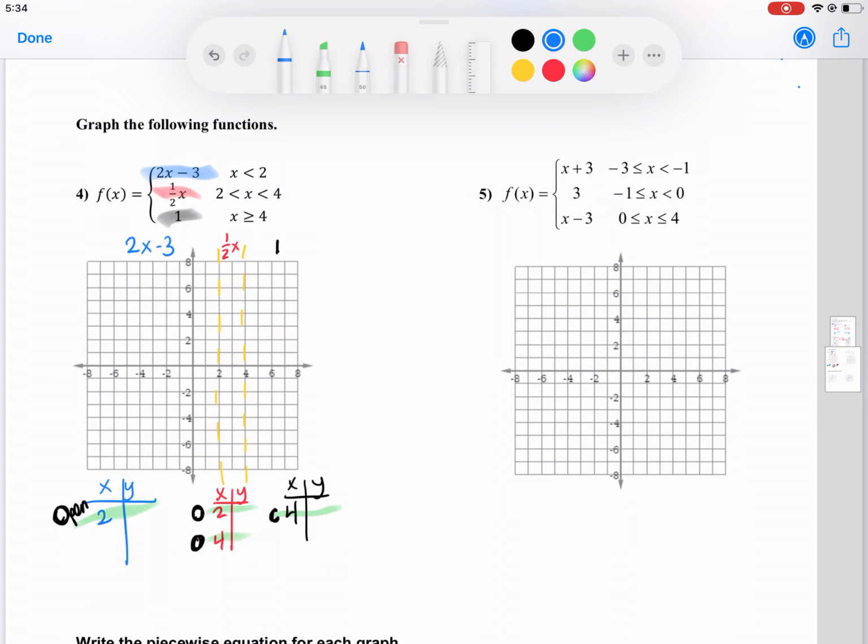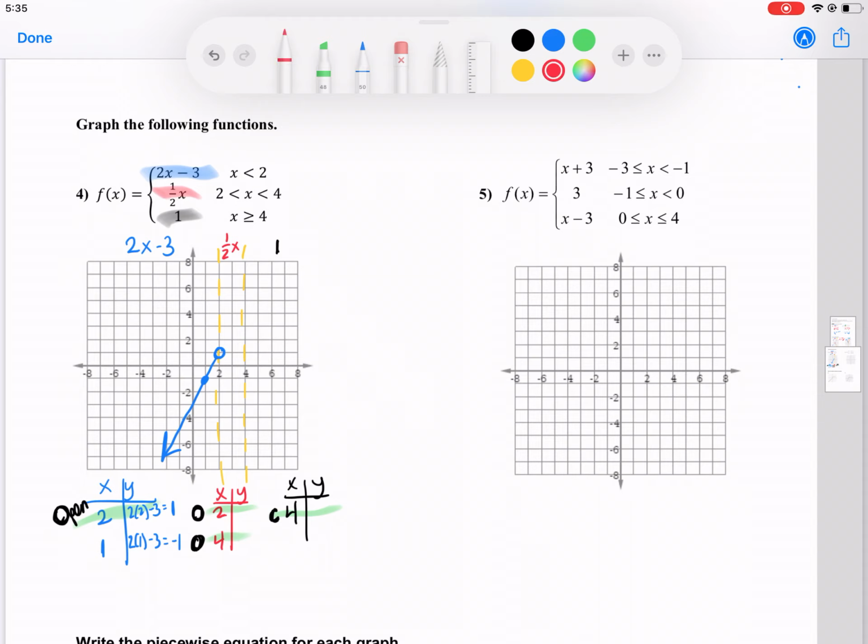So for the first one, we got 2 times 2 minus 3, which is equal to 1. So I'm going to go to 2, 1 right here, and I'm going to put an open circle. Once again, I actually need at least 2 points in this left section, so I'm going to plug one more point in. Let's go to the left one, so to 1, and do the same thing. So we have 2 times 1 minus 3, which will equal negative 1. So I'm going to go right one, down 1. And I just draw just in this left section.